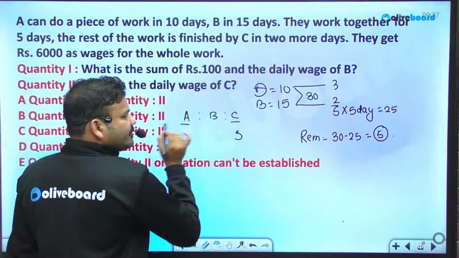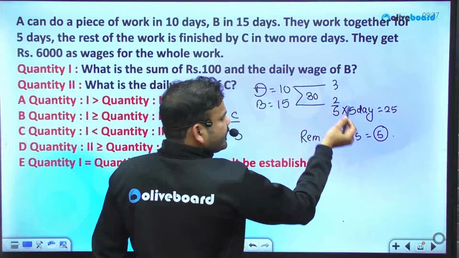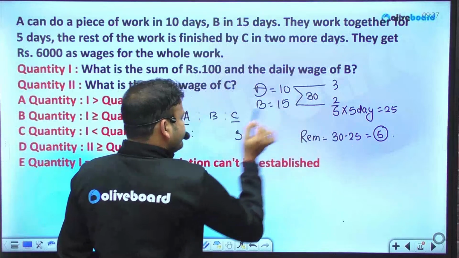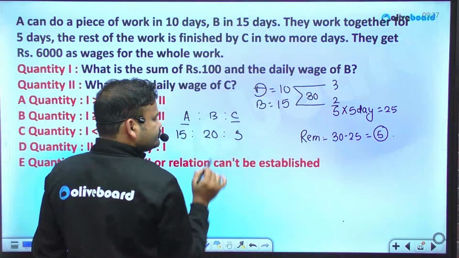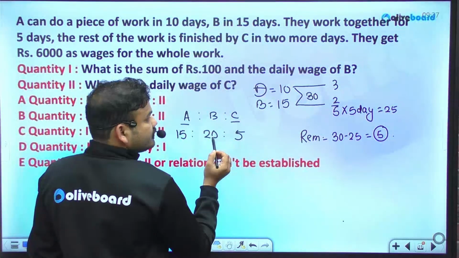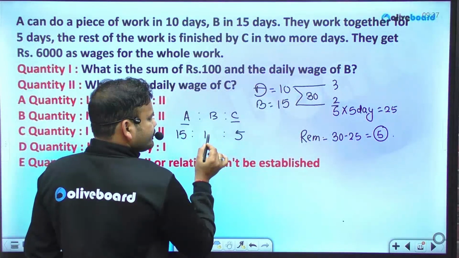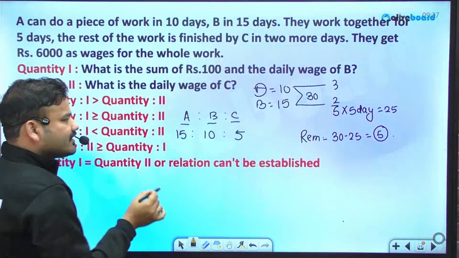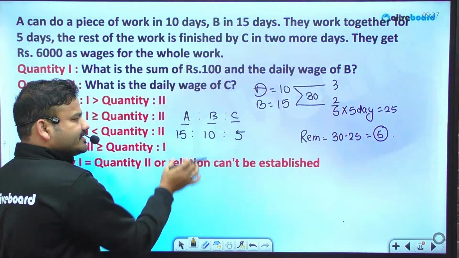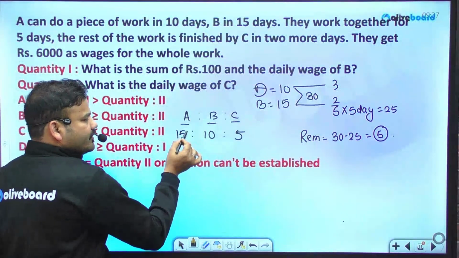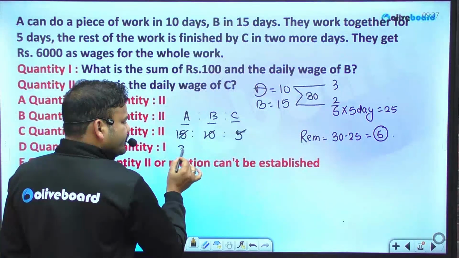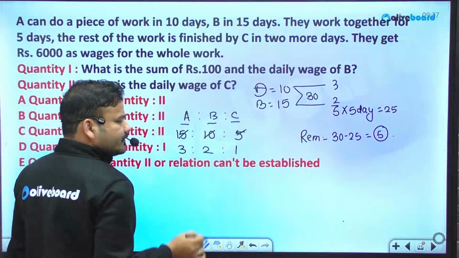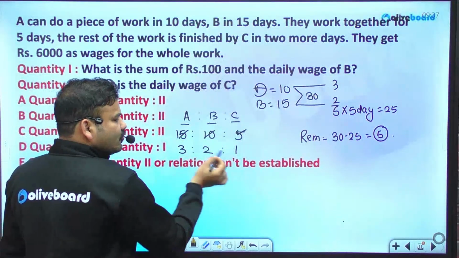A has done how much work? A has worked for 5 days. So 5 into 3, that is 15 work. And B has worked for 5 days. So 5 into 2, that is 10. So this is the amount of work they are doing. That means the entire work is distributed in this ratio. 15, 10, 5, so we can eliminate 5. So this is 3, 2 and 1. This is not the ratios of efficiency. These are the ratios of work. है ना? तो ratios of work निकल कर आ गया 3, 2 और 1.